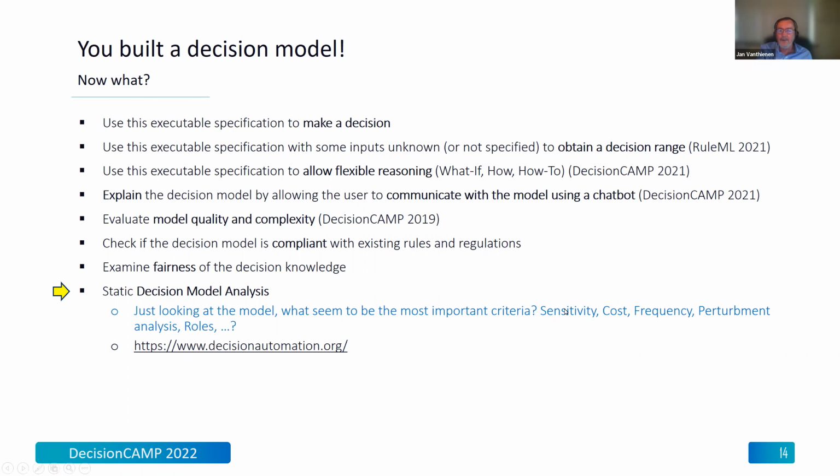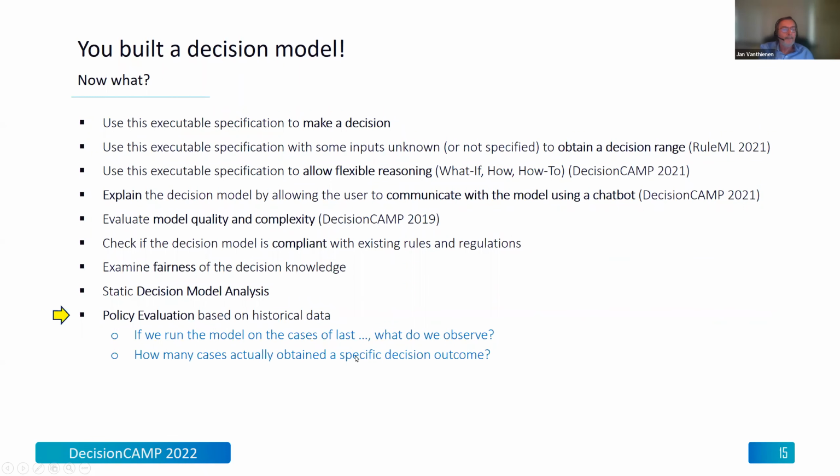If there's a big difference between different values, what is the sensitivity? How much more do I need to earn to get a loan? How sensitive is the model? I called it static decision model analysis, because I don't even have to execute it. I just look at the model.